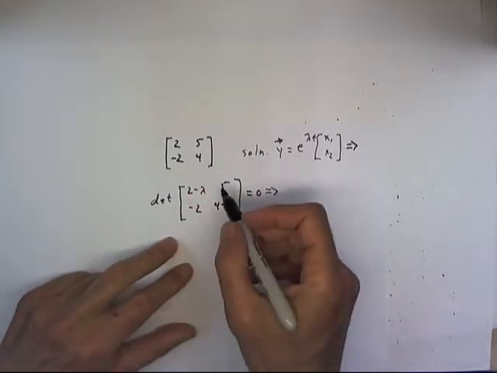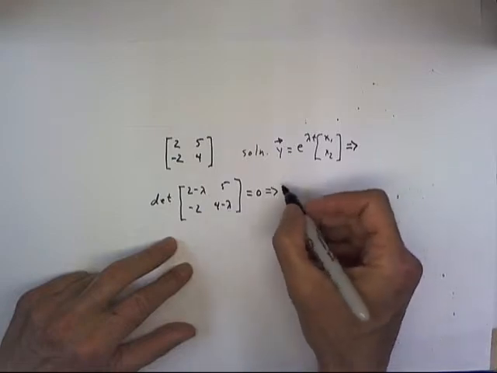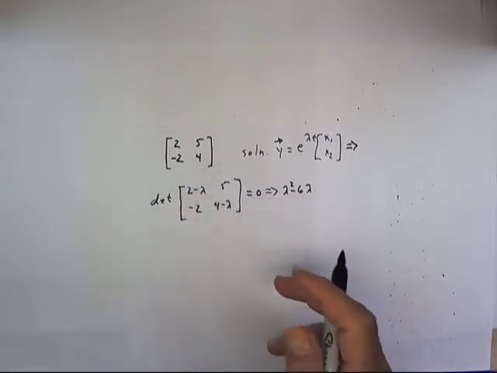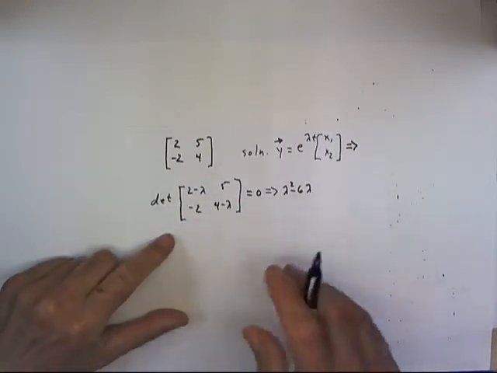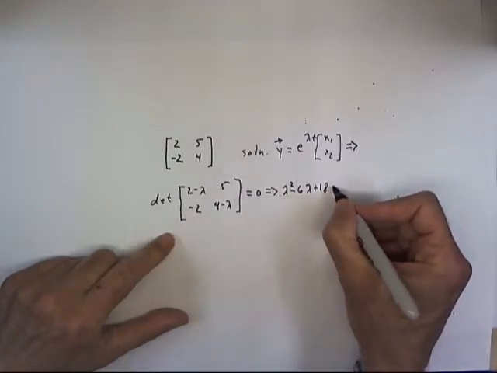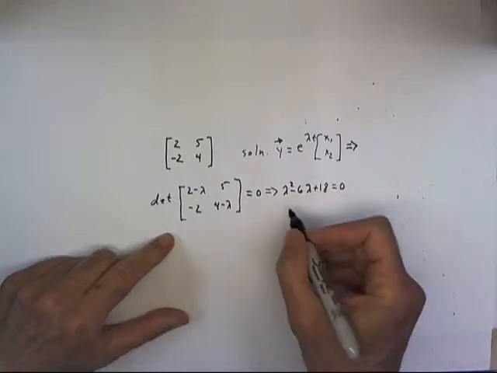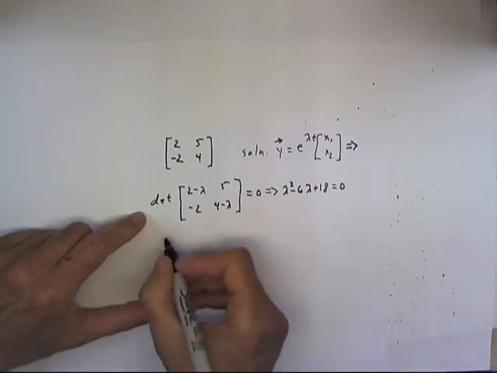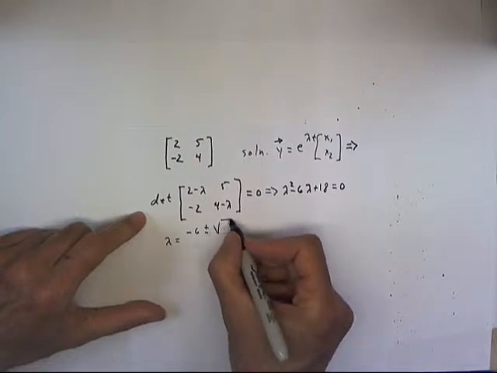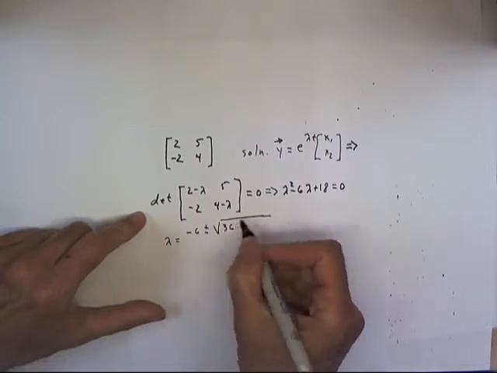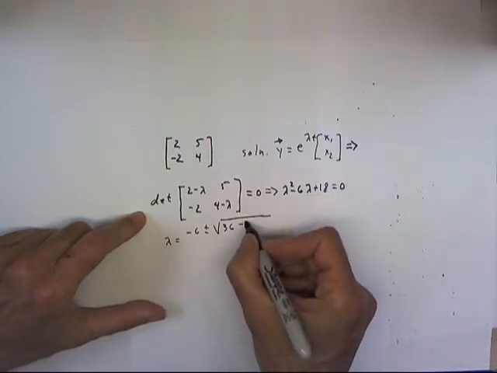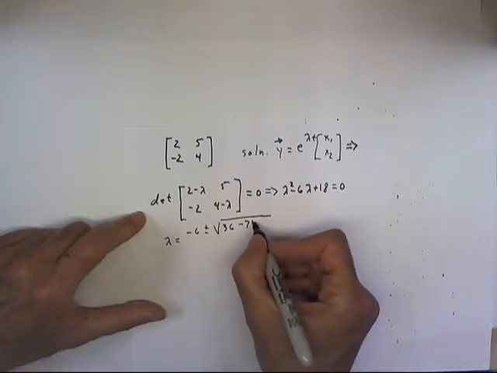The determinant of this matrix, 2 minus lambda times 4 minus lambda, is lambda squared minus 6 lambda plus 8, and we get another 10 from this diagonal, giving us the equation lambda squared minus 6 lambda plus 18 equals 0. Using the quadratic formula, we get lambda equals negative 6 plus or minus the square root of 36, being the square of the negative 6, minus 4ac, which would be minus 4 times 1 times 18, which is minus 72.